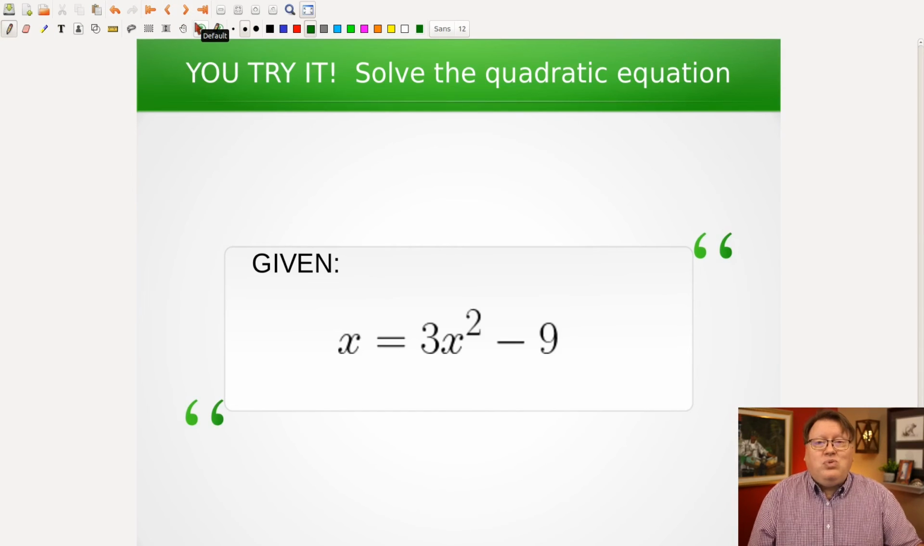All right, so here's one you can try. So I want you to try this one. So make sure you get everything equal to 0. Okay, pull your coefficients, substitute, and simplify to find your solutions of x for this quadratic equation. So pause the video now and you give it a shot.